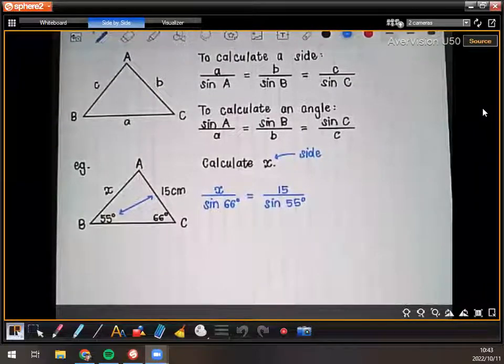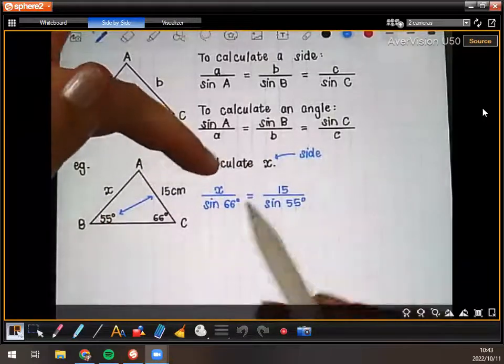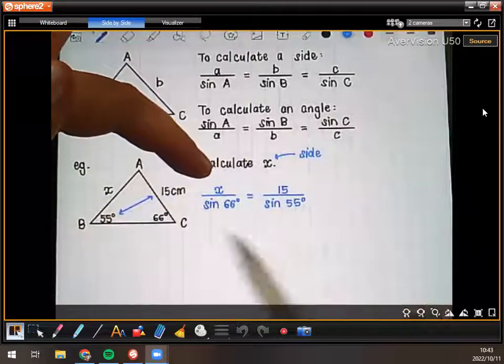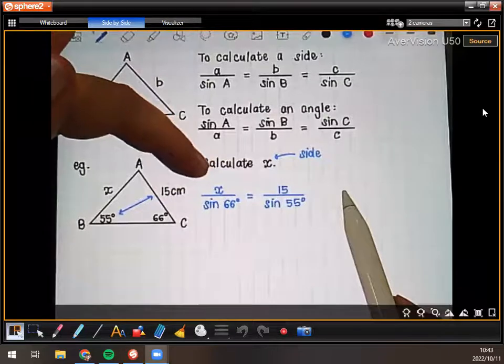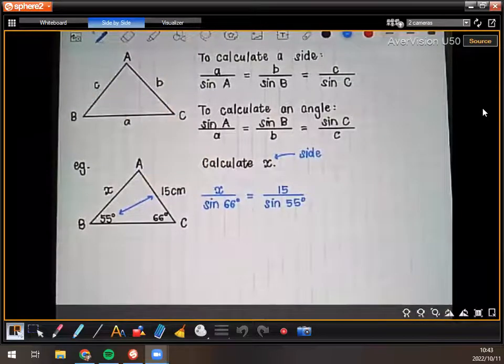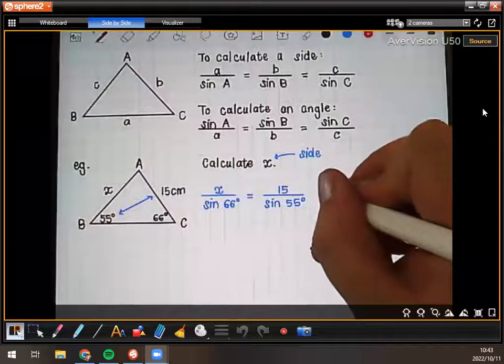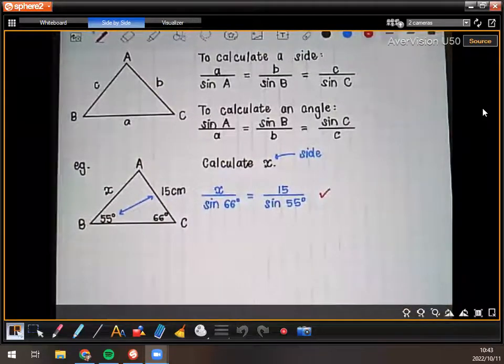And that is all you need to calculate x, right? If I want to find the value of x, what am I going to have to do with the sine 66? Multiply on the other side. All right? Calculate it on the calculator, and that's going to give us our answer. So guys, this will be your first mark always. It's actually showing the substitution into the sine rule.